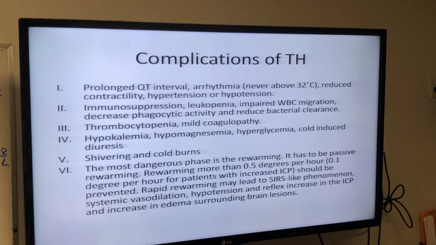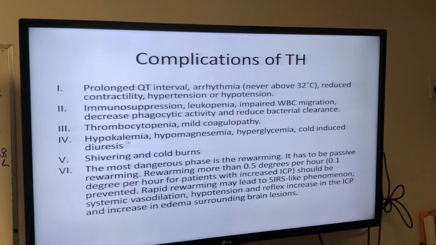Complications: prolonged QTc, arrhythmia, reduced contractility, hypertension or hypotension. Immunosuppression, leukopenia, impaired WBC migration, decreased phagocytic activity, and reduced bacterial clearance. That's why you're having some infections. Thrombocytopenia, mild coagulopathy. Hypokalemia, hypomagnesemia, hyperglycemia, and cold-induced diuresis. We talked about cold-induced diuresis. Hyperglycemia, we talked about how the insulin is deactivated.